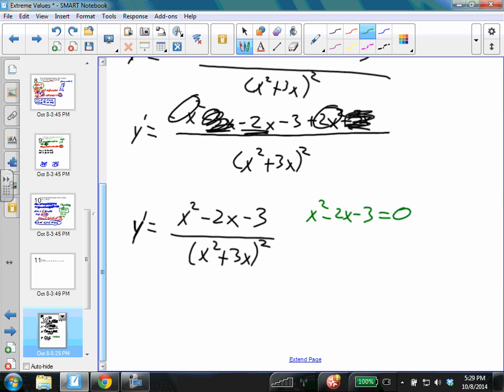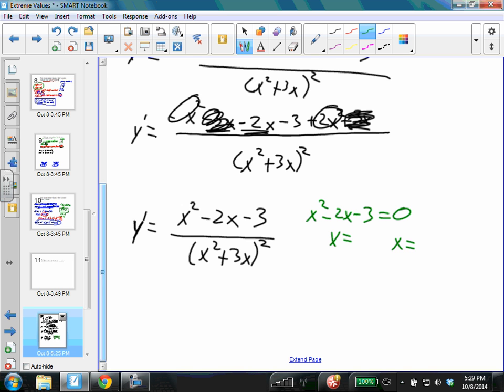So the top would need to equal 0, right? So all I'm going to do is look at the top and set it equal to 0, because it doesn't matter what's on bottom. If the top is 0 in a fraction, then the answer is 0. So I'm going to solve this right here, and I'm actually going to cheat. This is a little more complicated, so I'm going to use the quadratic formula.